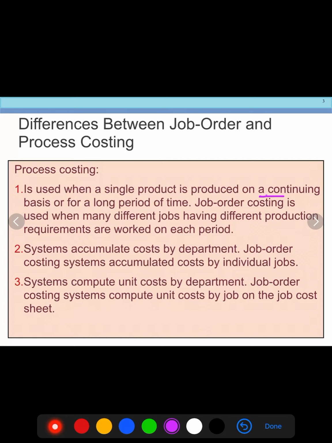So as you can see, process costing is on a continuing basis. Costs are accumulated by department, and unit costs are computed by department also. On the other hand, job order costing is used when many different jobs having different production requirements are worked on. Job order costing systems accumulate cost by individual jobs, and the computation of unit cost is based on the job cost sheet.